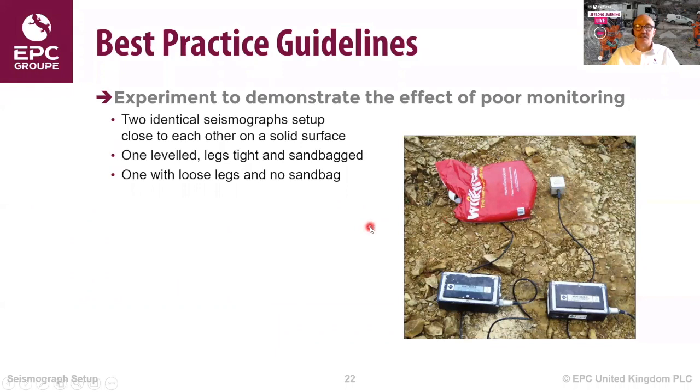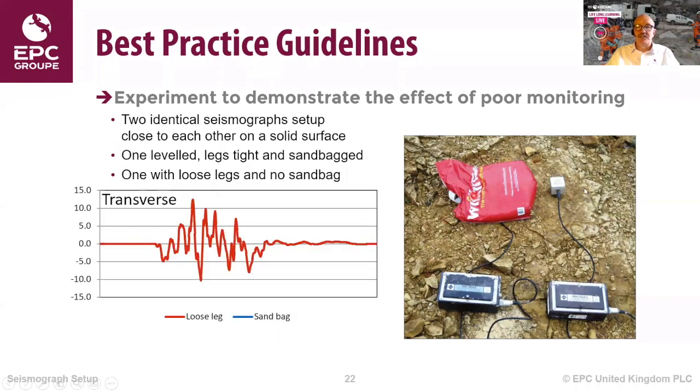So first of all, we'll look at the recording for that one in the horizontal transverse. That's in this direction at right angles to the orientation of the photograph. Here we have the reading. And then for the same geophone from that one, that's the blue reading. So you see massive difference between the two. In fact, if you look at the PPVs, the badly mounted one is 12.4, the properly mounted one is 5.8.